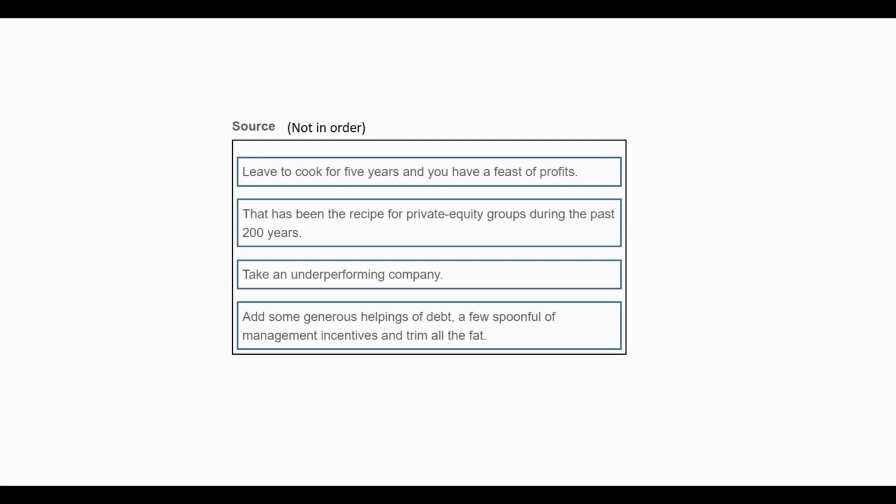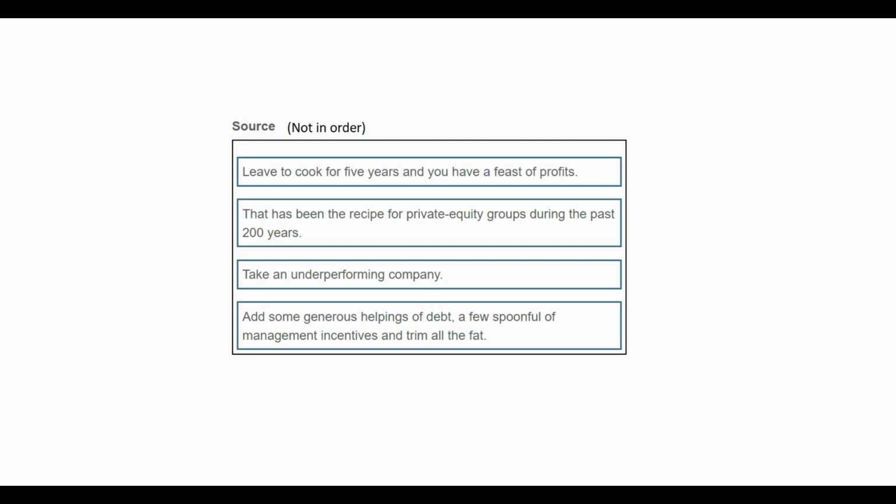For the task, the first sentence was: leave to cook for 5 years and you have a feast of profits. So you will ask yourself, leave what? It's a sudden sentence, it cannot be the introduction. Number two: this has been the recipe for private equity groups during the past 200 years. The recipe, that means they have to give a kind of recipe before. Take an underperforming company, introduction, but you cross-check: add some generous helpings of debt, and so on. Again, it seems to be a sudden sentence out of nowhere. Add some generous helpings of debt, where?